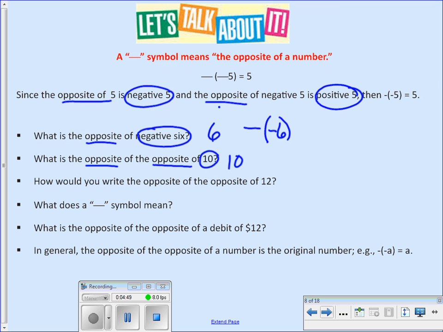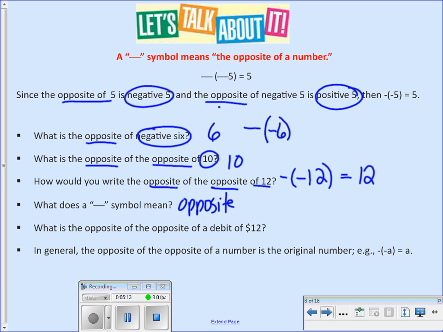How would you write the opposite of the opposite of 12? So we have 12. We need the opposite of 12. And then we need the opposite of that, which equals 12. So that negative symbol means opposite.